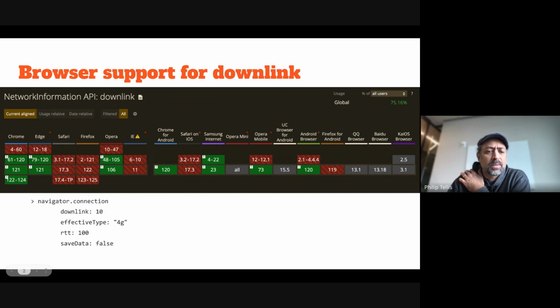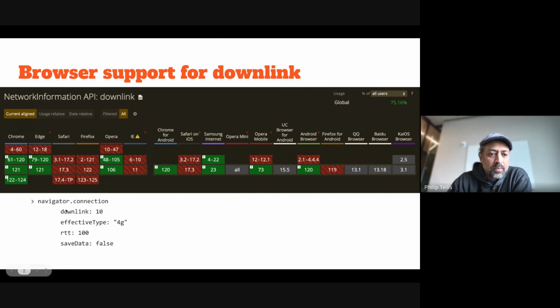We'll also talk a little bit about effective connection type and the RTT. So very quickly, most people are probably familiar with this. The browser support is mainly Chromium-based browsers. So Chrome, Edge, Opera, Chrome for Android, Samsung Internet. Those are the ones we see the most of in our data.